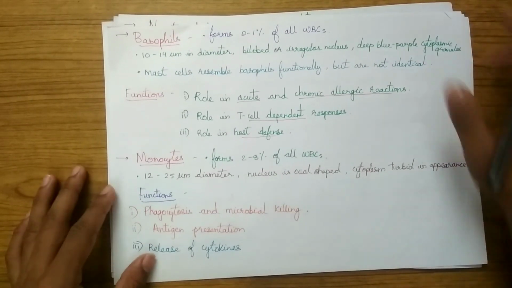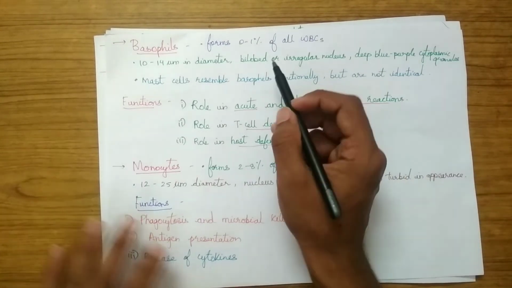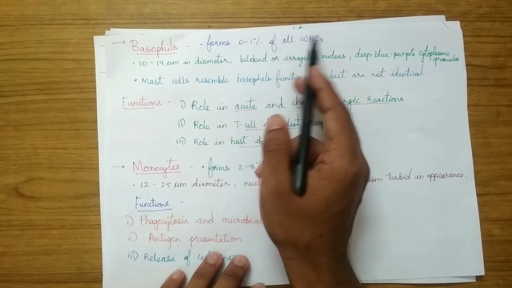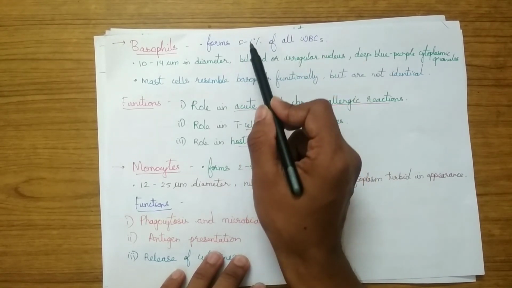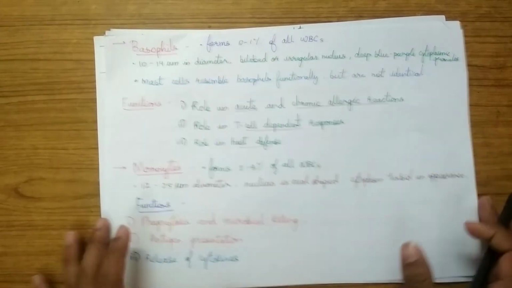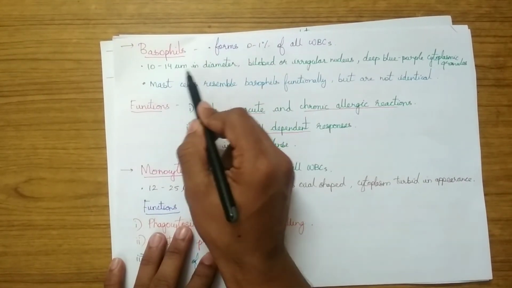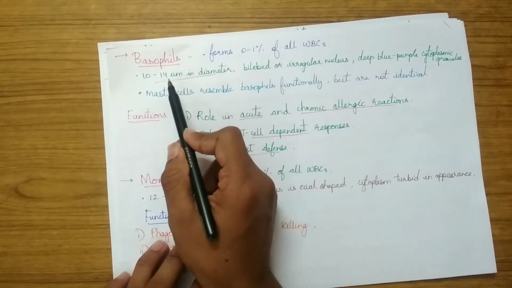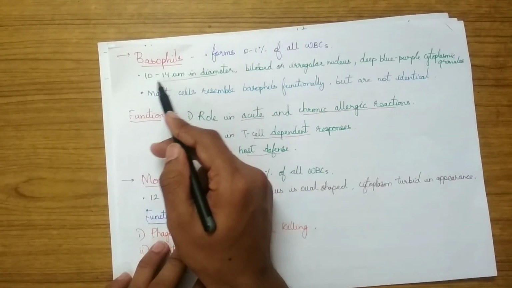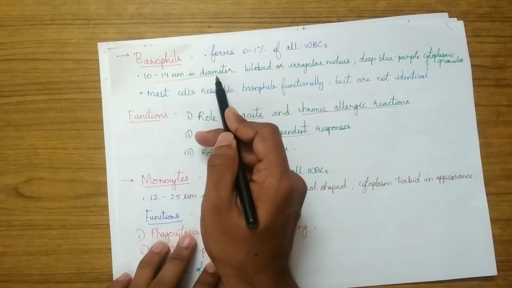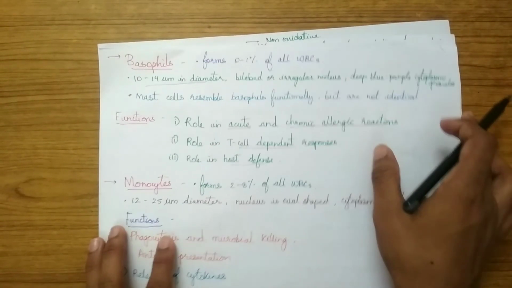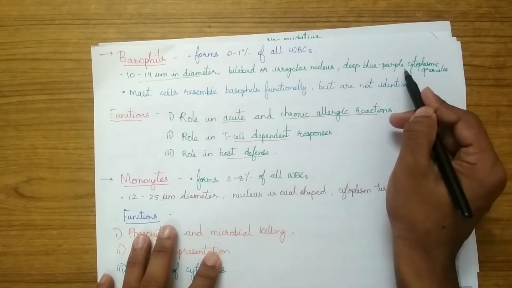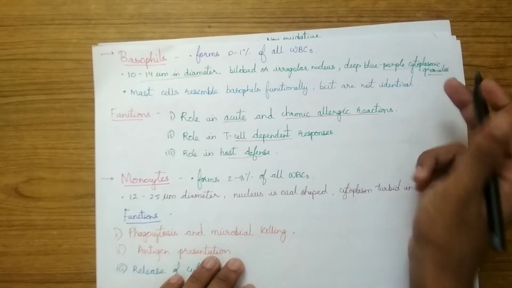The next WBC is the basophil. It is the least in number of the total WBCs and forms 0 to 1% of all WBCs. It is also 10 to 14 micrometer in diameter. You must have noticed by now that neutrophil, eosinophil and basophil all have a 10 to 14 micrometer diameter. It has a bilobed or irregular nucleus, and it has deep blue-purple cytoplasmic granules.